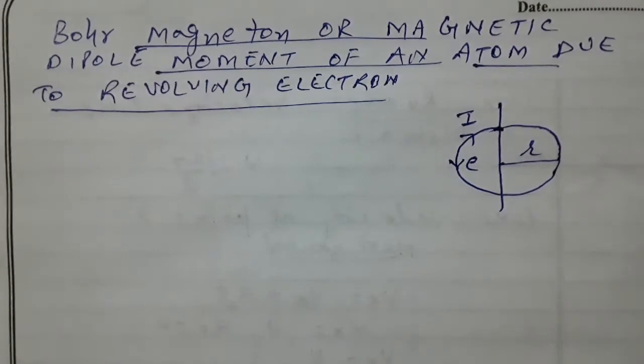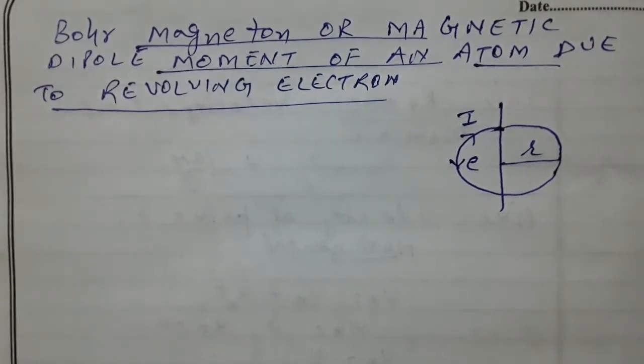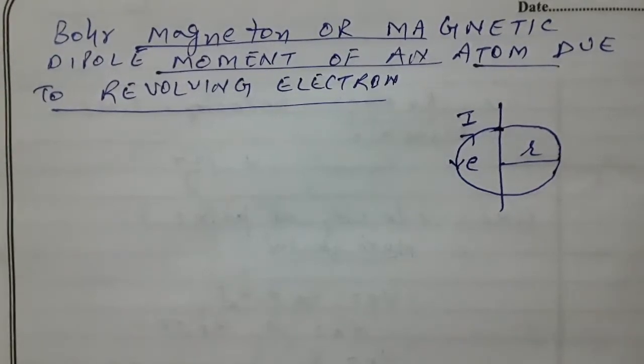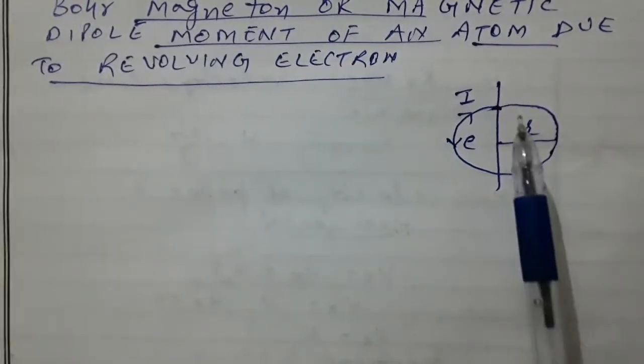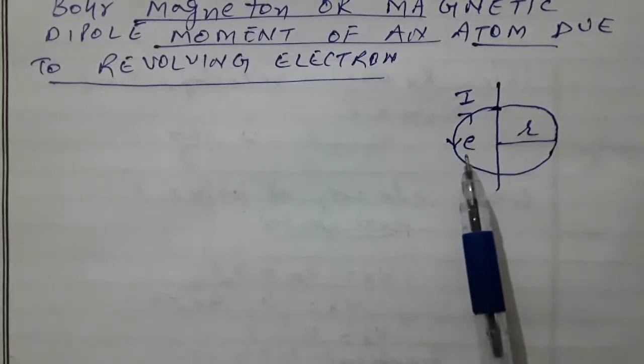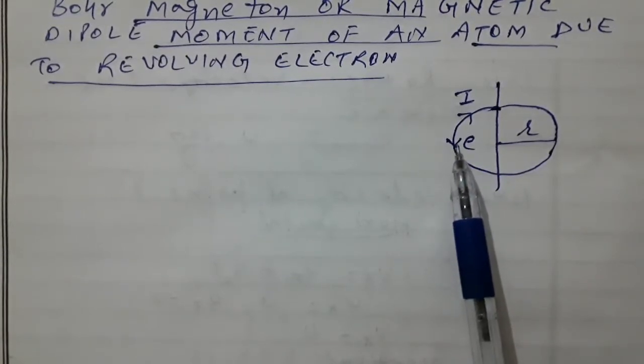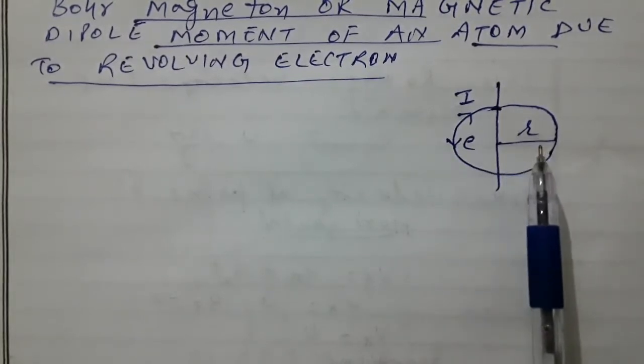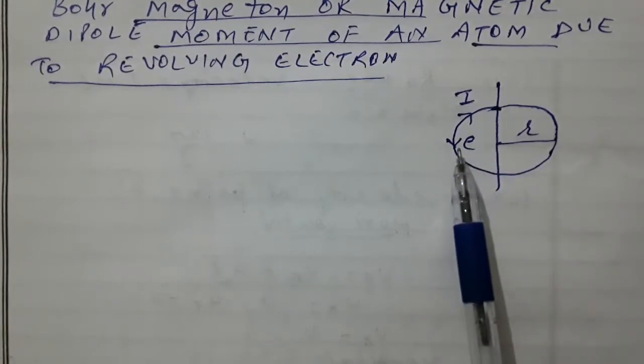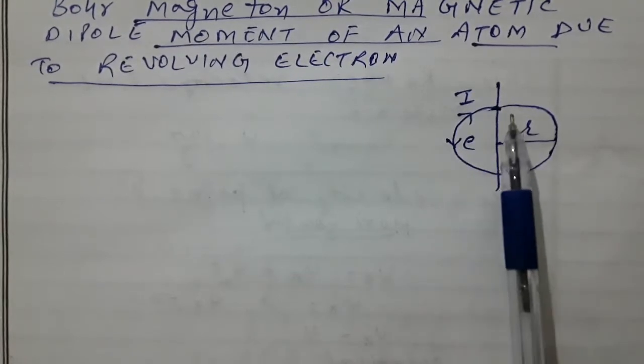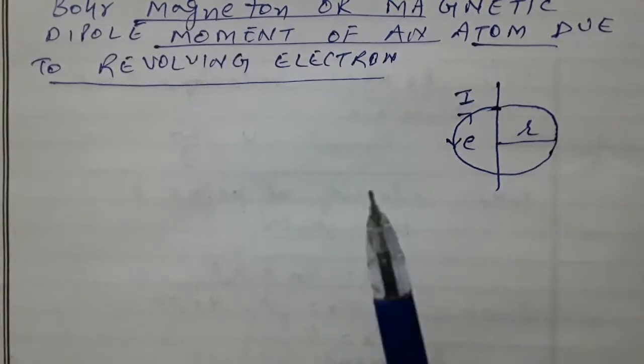In unit 3, magnetic effects of current. The next topic is the Bohr magneton, or magnetic dipole moment of an atom due to a revolving electron. Let us consider that an electron is moving in an anti-clockwise direction in a circular path of radius r.